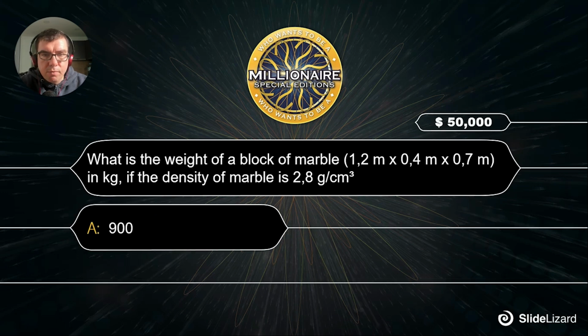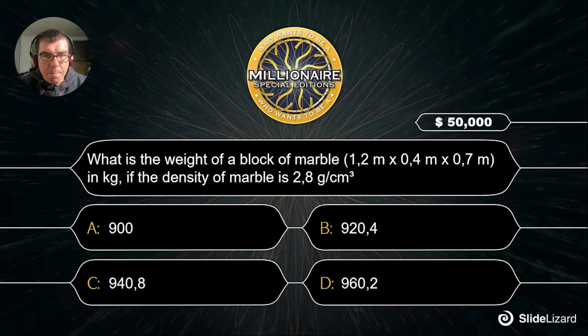What is the weight of a block of marble 1.2 by 0.4 by 0.7 meters, in kilograms, if the density of marble is 2.8 grams per cubic centimeter? Oh boy. Okay, think about it.